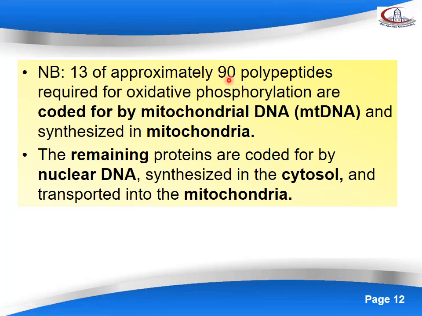Oxidative phosphorylation requires 90 polypeptides. Of these, 13 polypeptides are formed by the mitochondrial genome, and the remaining part of the 90 is synthesized by genes in nuclear DNA, synthesized in the cytosol, and then coming back to the mitochondria. Nuclear DNA has high fidelity, while high mutation occurs in mitochondrial DNA, affecting these 13 proteins and affecting oxidative phosphorylation.